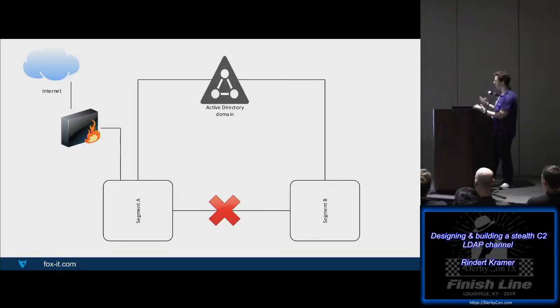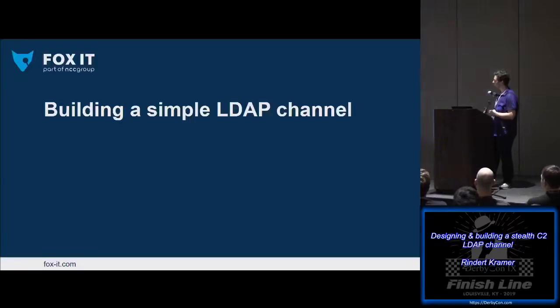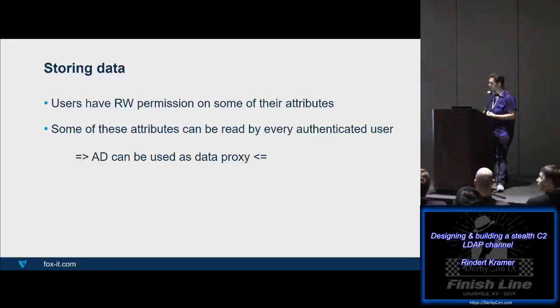And we had physical access on workstations in both network segments, but we wanted to control the workstations remotely. So we thought it would be really nice if we were able to route data from network A over Active Directory, over LDAP, to the network segment B. So that's what we did. And we started off small by building a really simple LDAP channel. And every user account has by default read and write permissions to modify some of their attributes.